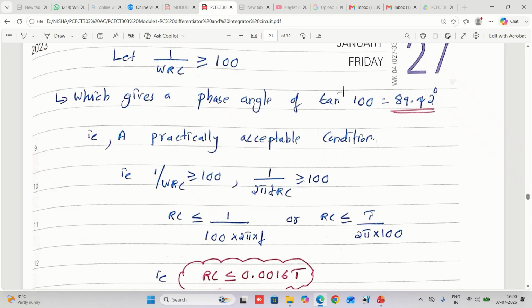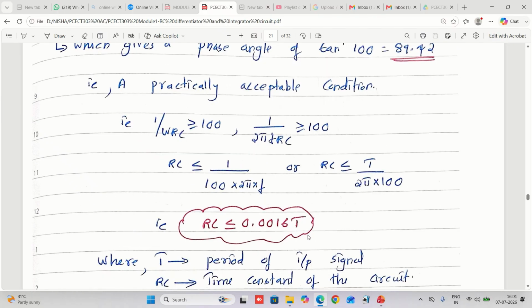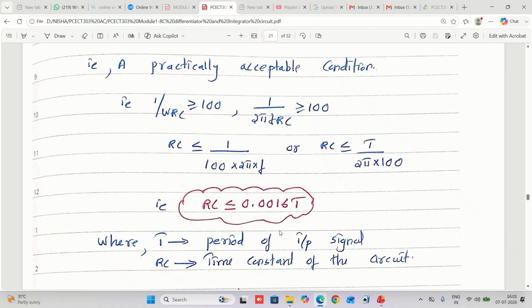RC should be very much less than T by 2 pi into 100. Solving this expression, pi equal to 3.141, divided by 2 into 3.14 into 100, that becomes 0.00160, where capital T is the period of the input signal and RC is the time constant of the circuit.